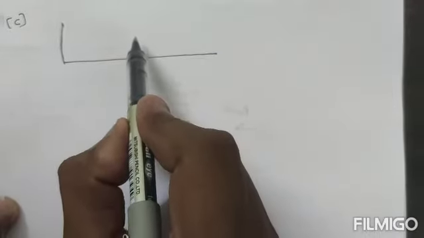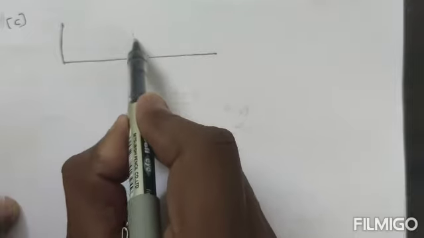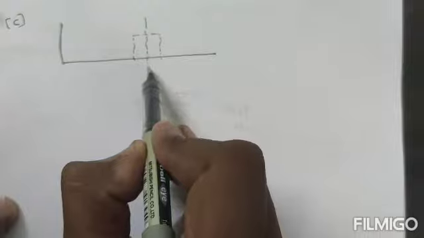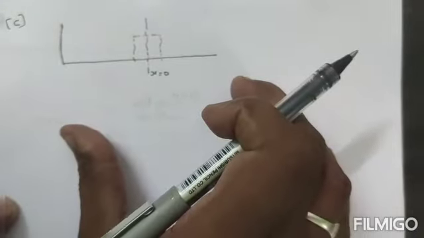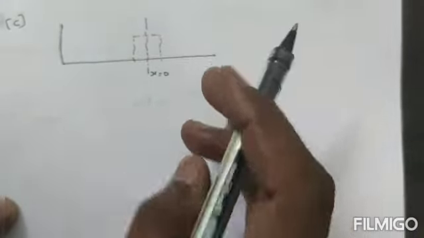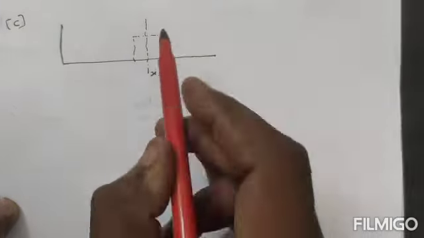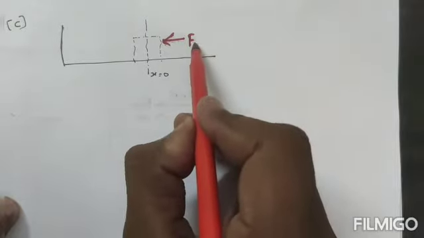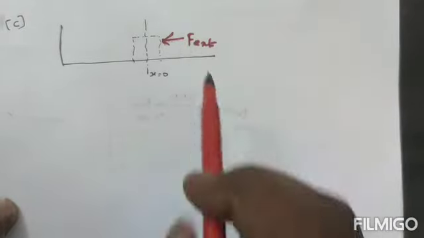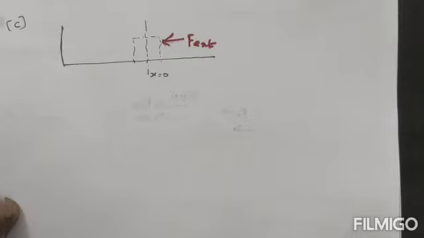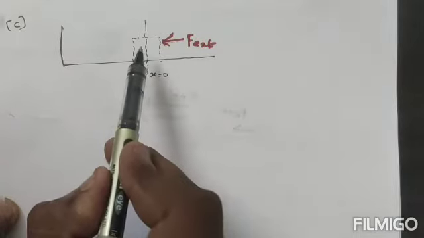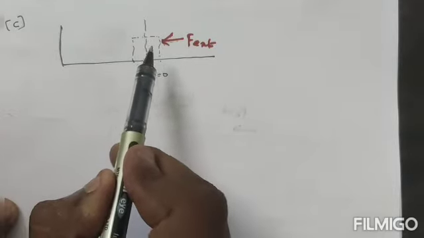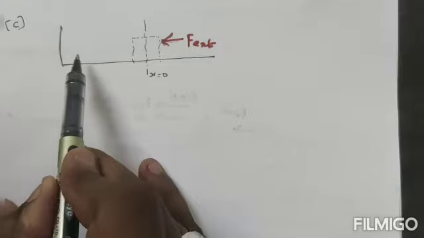You know very well this is the equilibrium position, where x is equal to 0. Now I am going to apply some external force in this direction. After applying the external force, the block is displaced from the initial position, x equal to 0, the equilibrium position, in the negative x direction.